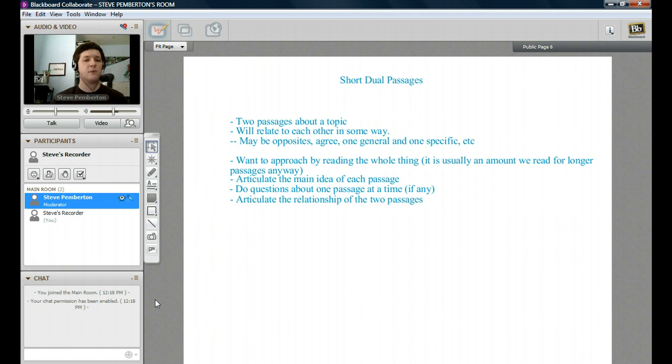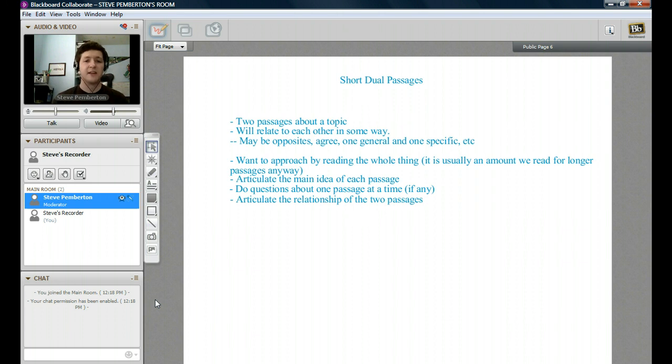What we want is to approach the reading of these passages just like we would the other passages. We're going to read first the whole thing like we do the other short little passage. And it's going to be usually the amount that we read for the longer passages anyway, about 10 lines or so, to get an idea of what the context of a certain part of the sentence is. So instead of reading just particular lines, we just read the whole thing from line 1 to 10 because they're really short. They're at max 15 lines long.